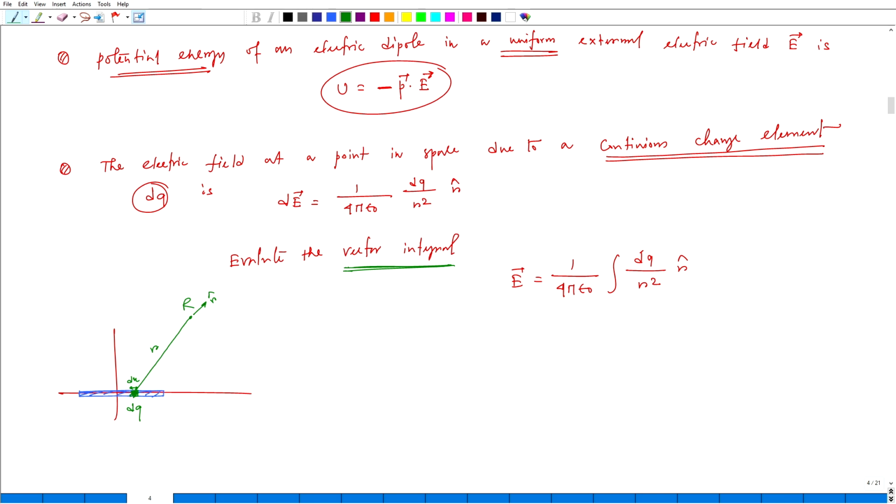In the next class we will consider the three types of charge distributions and how to solve problems for continuous charge distributions, which we discussed already in the class, but we will briefly recapitulate those things again.